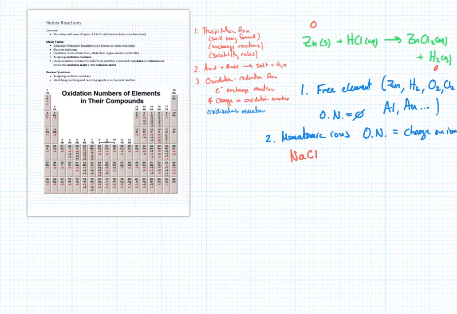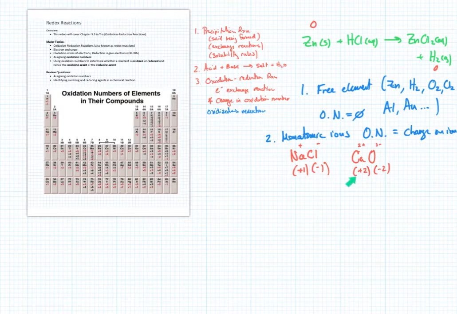So something like NaCl, those are both monoatomic ions. We know that sodium is a +1 ion. We also know that chlorine is a -1 ion. So the oxidation number of sodium is +1, and the oxidation number of chlorine is -1. Or something like, let's say, calcium oxide. So those are monoatomic ions. We know that the charge on a calcium is 2+. We know that an oxygen is 2-. So calcium must be a +2 oxidation number, and oxygen must be a -2 oxidation number.